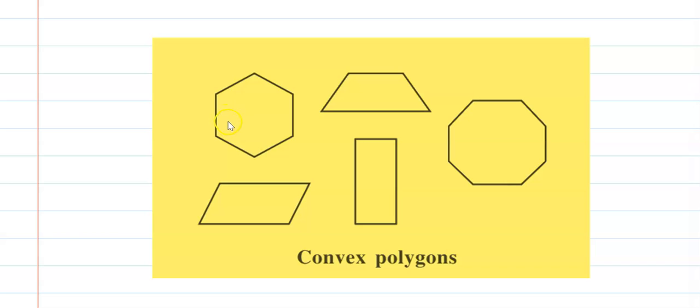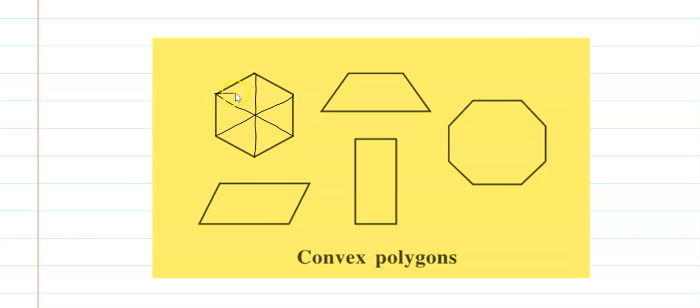See this polygon. All these polygons are convex polygons. We will call this a convex polygon. If we join any diagonal of this figure, all the points of that diagonal lie within the figure and therefore it is a convex polygon.